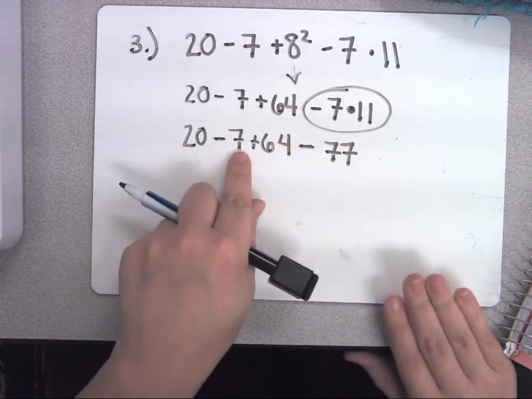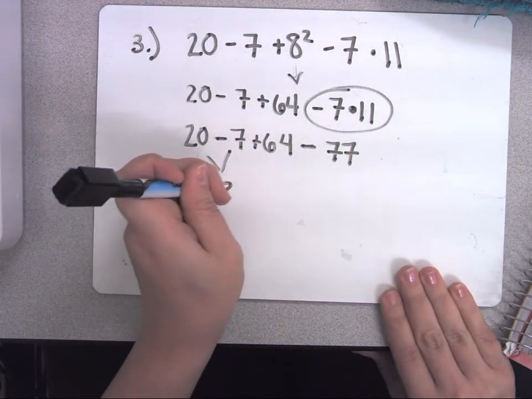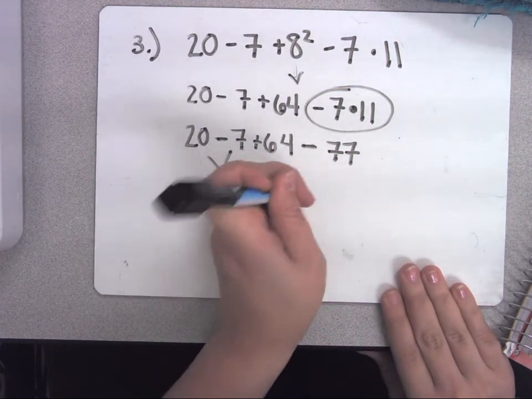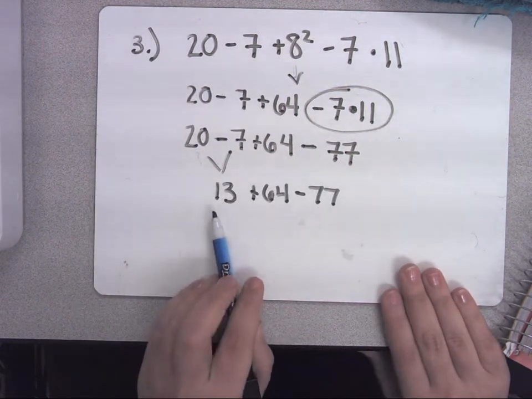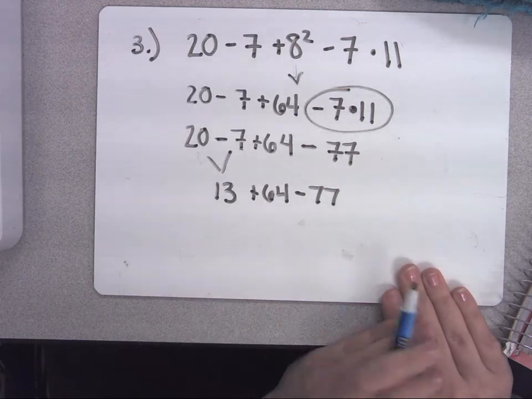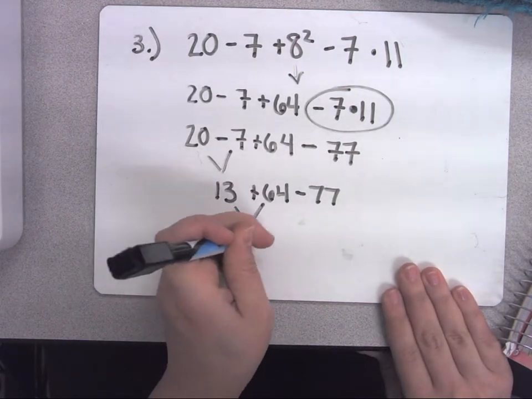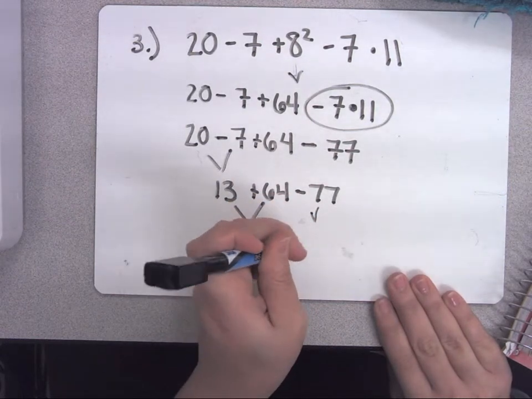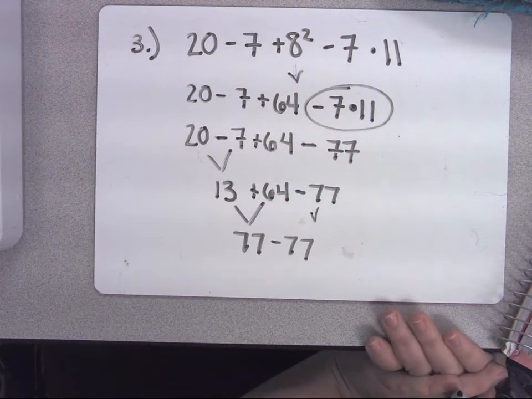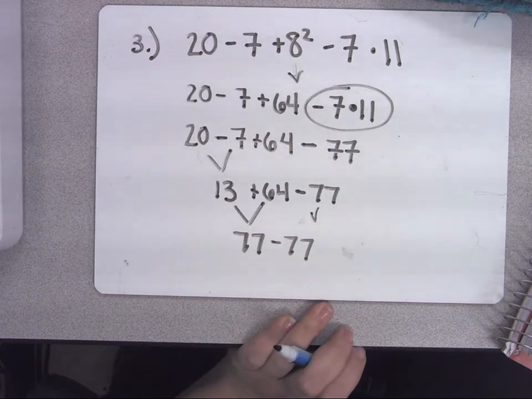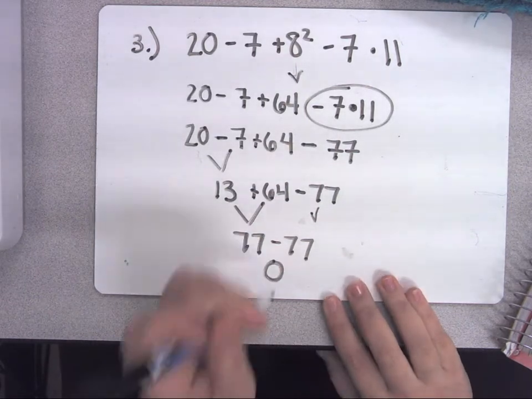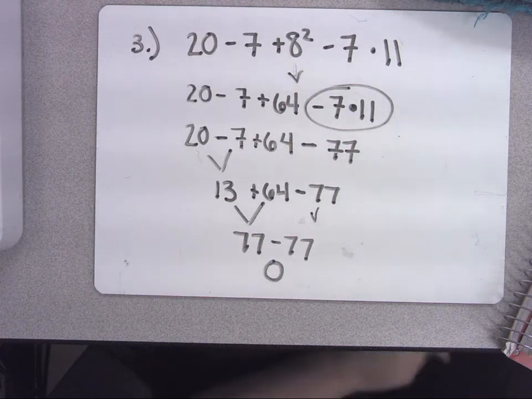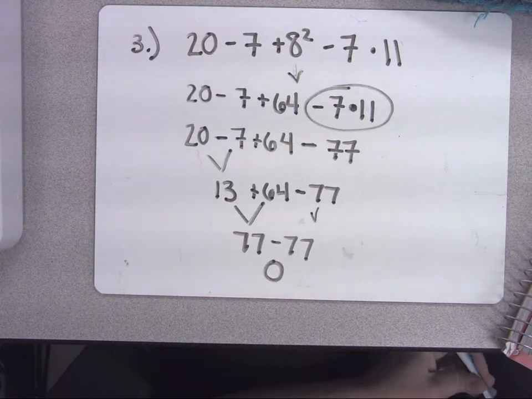What is 20 minus 7? 13. So then just bring everything else down. So then 13 plus 64. 77. Bring down the thing you did not touch. What is 77 subtract itself? Katie got it right. Anybody else get that answer right? Last problem. Good job, Lee.